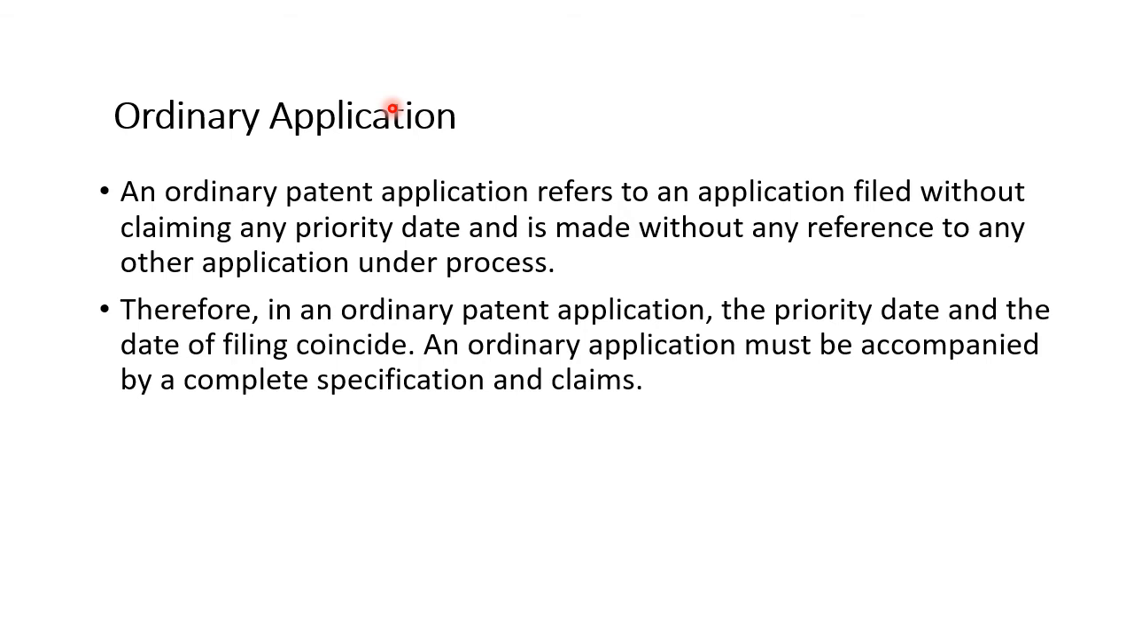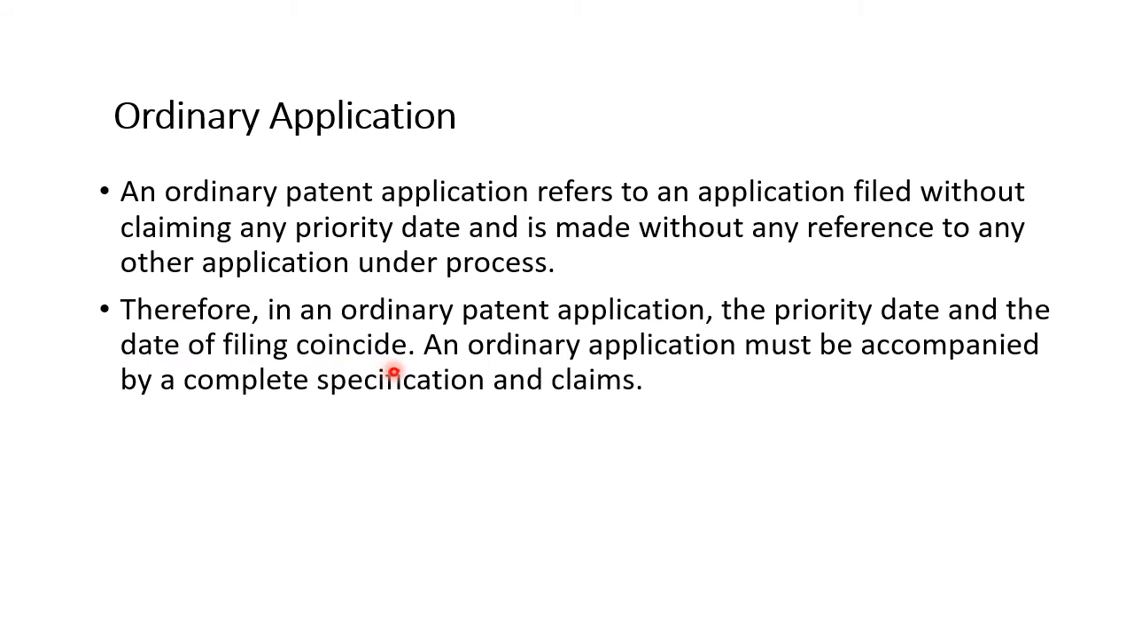First one is the ordinary application. As I already mentioned, it is an application which has been filed directly in the Indian Patent Office. An ordinary patent application refers to an application filed without claiming any priority right and is made without any reference to any other application under process. So we are not claiming priority, or we are not referring to any other work that is under process of the Indian Patent Office. We are just filing an application for the patent solely on our work, then that type of application is known as the ordinary application.